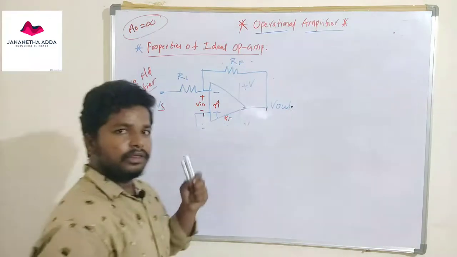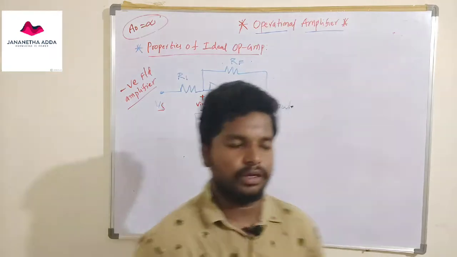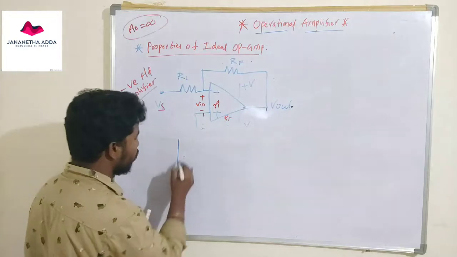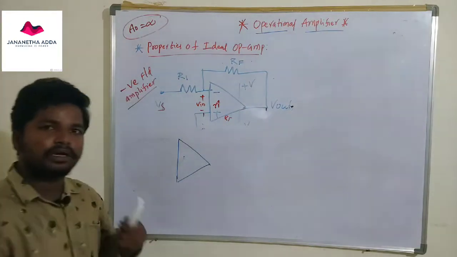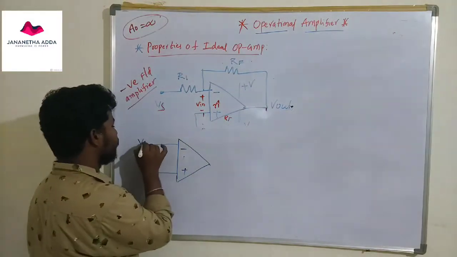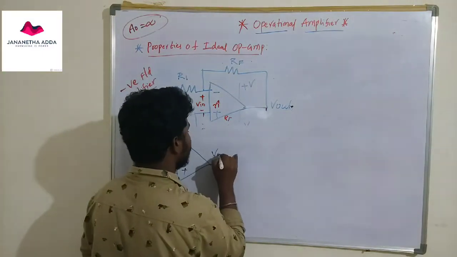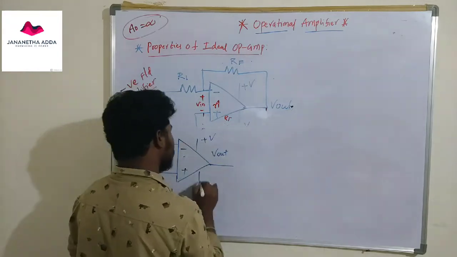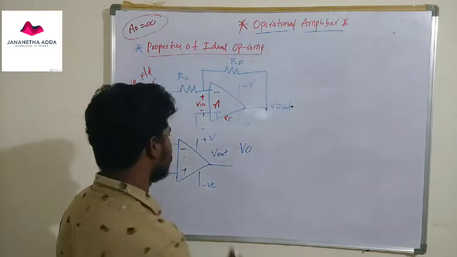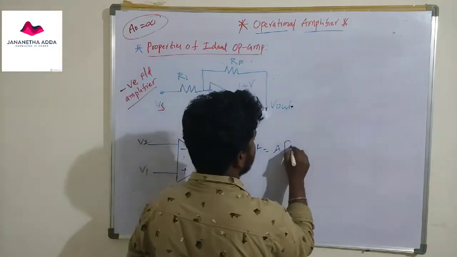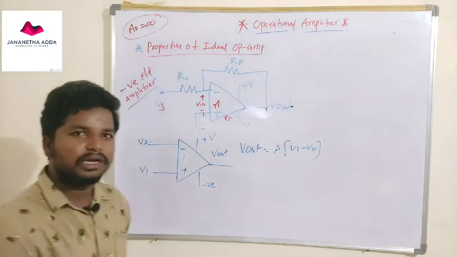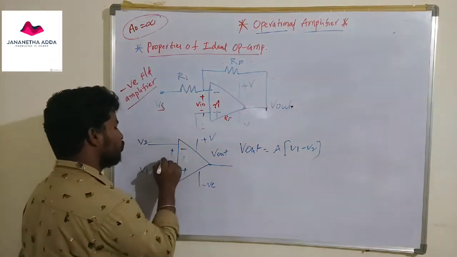I also said that the operational amplifier has a 0 offset. The zero offset condition can be explained using one small example, because we can understand the concept easily through examples. I am assuming V2, V1 and V output. You have to assume that it has a positive supply and a negative supply, and the operational amplifier produces a V output that is A times V1 minus V2. So the operational amplifier is a device which senses the differential input.